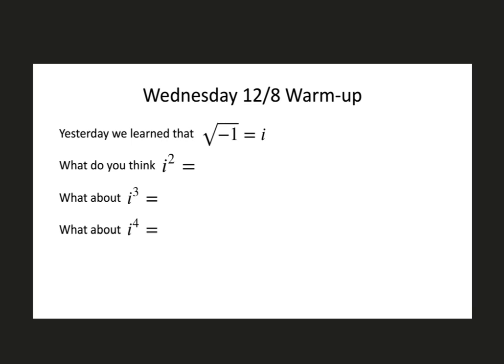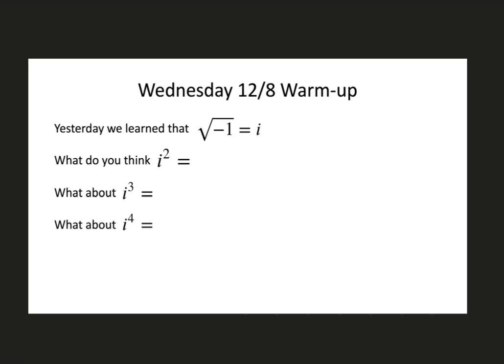All right, so in the previous lesson, we learned that the square root of -1 is equal to i. So using that fact, we can start to simplify powers of i. If we look at i squared, that's the same thing as saying the square root of -1 squared. And since we know that square rooting and squaring are opposite operations, they cancel each other out, and we're just left with -1.